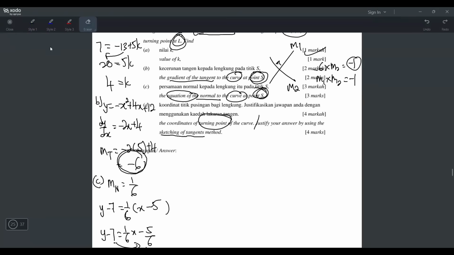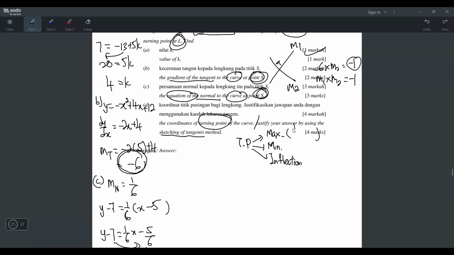Okay, let me tell you what the tangent sketching method is. Tangent sketching method is a special method used to determine whether the turning point is a maximum, minimum, or inflection point. So let's talk about the turning point. Turning point, there are three types, you know. It can be maximum, it can be minimum, it can be inflection point, right? And how do we know which one it belongs to, whether it's maximum, minimum, or inflection?